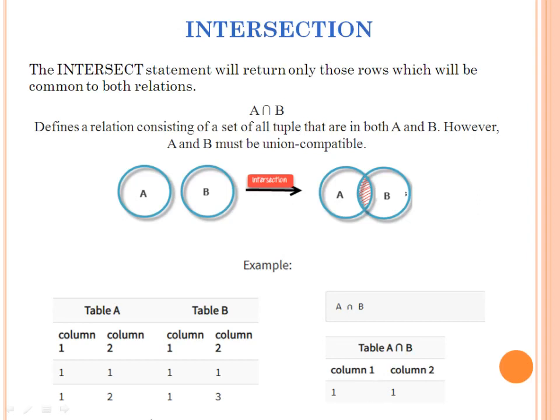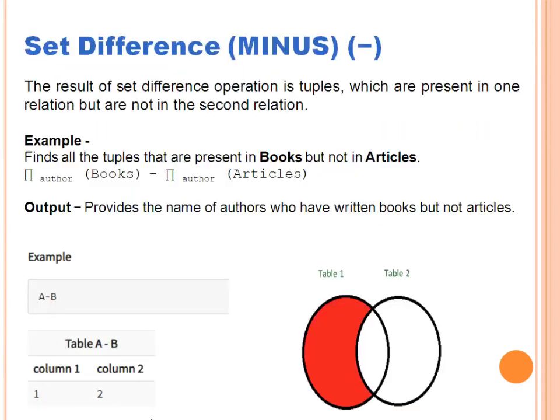Now intersection. It is used to display the common tuples from both the relations. See the example here. Table A and table B. Table A has two columns and table B has two columns. They are going to display only the related, the intersection values in the answer. Clear?